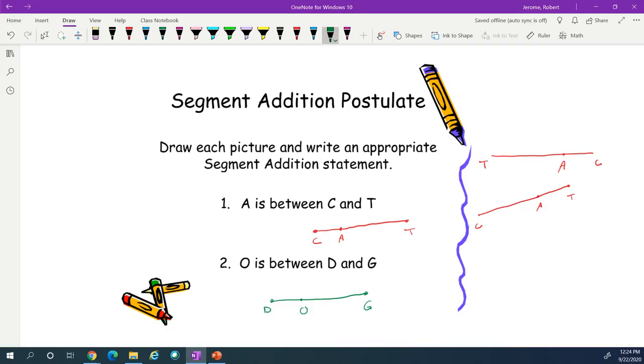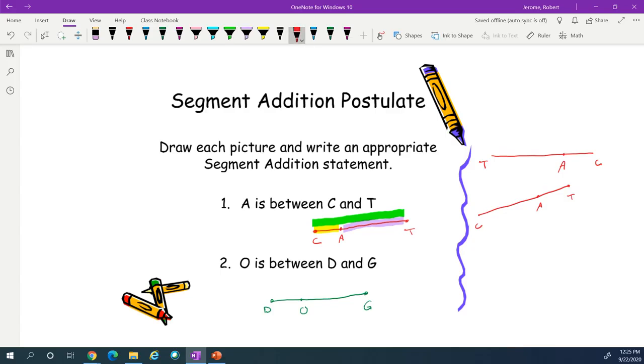Now we were also asked to write a segment addition statement. Segment addition statements say this piece plus this piece equals this total. So watch what we do here. I'm going to go back to the first one. The first piece, the second piece, and then the total. Well, the total is really kind of the whole thing. So I'm color coding it so we can see what's going on.